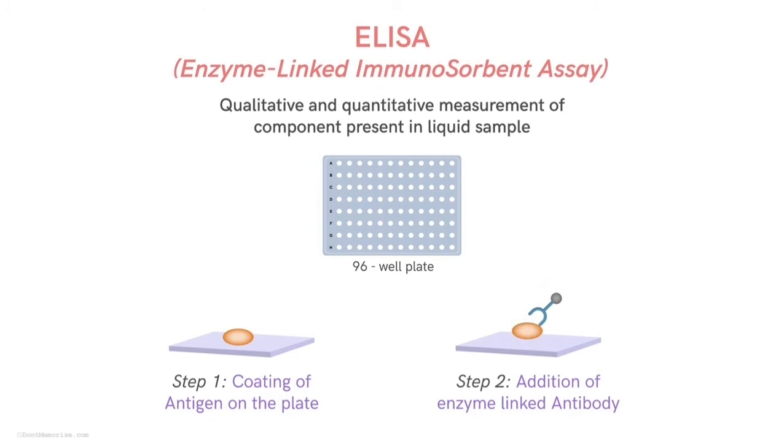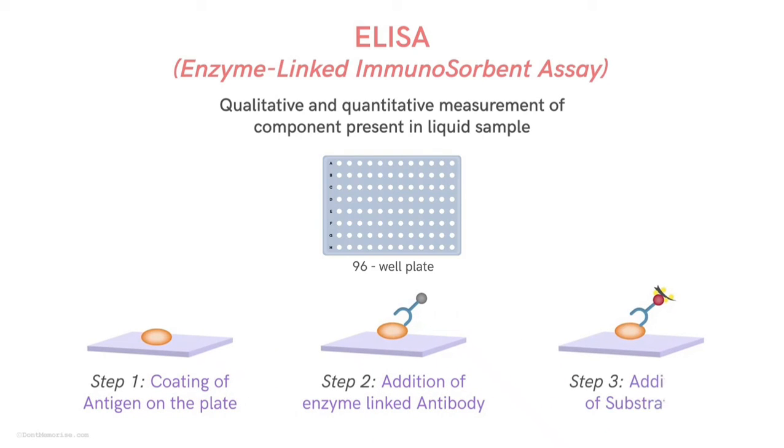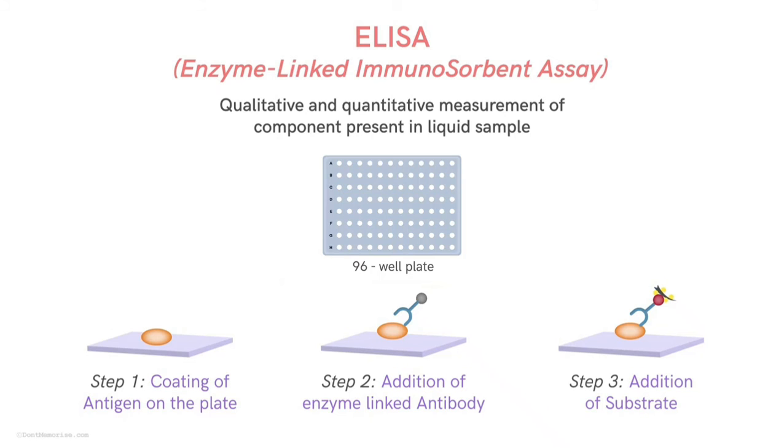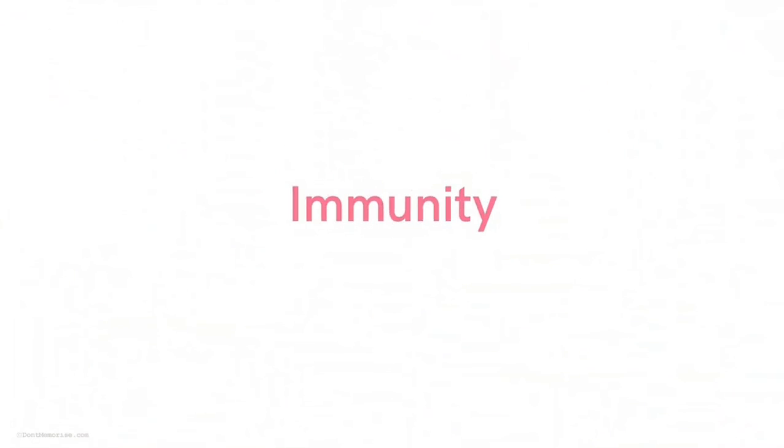And what will happen then? On adding the substrate at the end, the enzymes linked to the antibodies will bind to it and thus show a change in color. The intensity of color change helps detect the amount of the analyte we're looking for. This is just one type of ELISA which is known as direct ELISA. But we will restrict ourselves to this much as we will now deviate towards the concept of immunity.